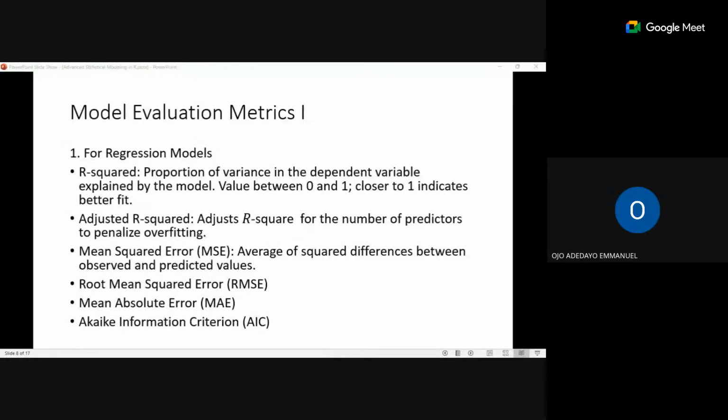So when you are comparing two or three models, we normally use these criteria called Akaike information criteria or the Bayesian information criteria.